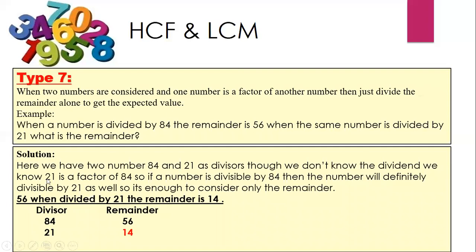So for example, let me just consider this table alone. When a number is divided by 84, the remainder is 56. But when the same number is divided by 21, what is the remainder? We can clearly see that 21 is a factor of 84. When one number is a factor of 84, then the quotient will definitely be divisible, so we don't need to bother about the quotients. We need to consider only the remainder. We have remainder 56. Just divide 56 by 21 and whatever remainder we get will be our answer. So 56 when divided by 21, the remainder is 14. So our answer is 14.